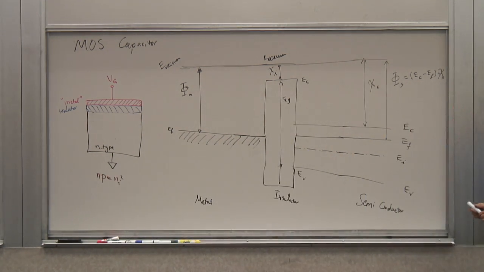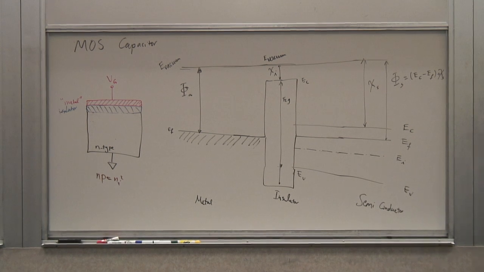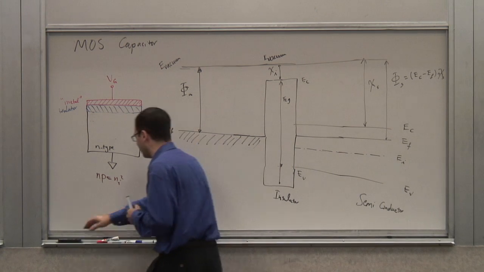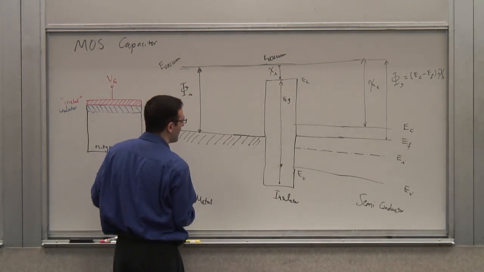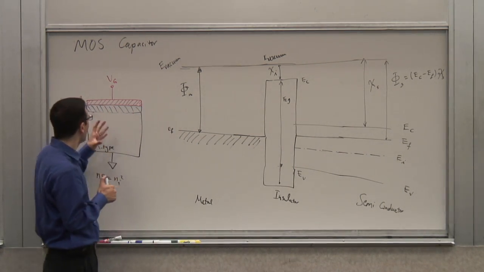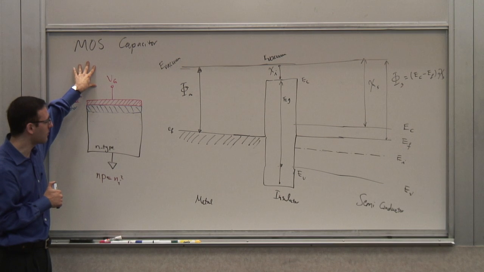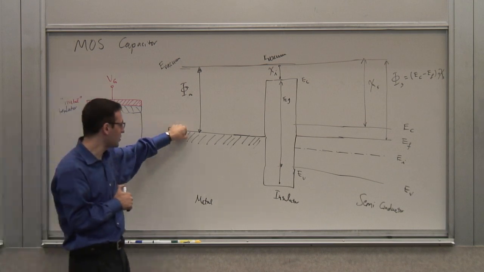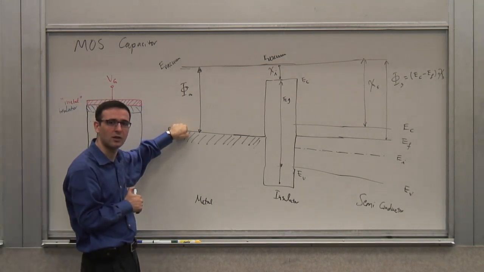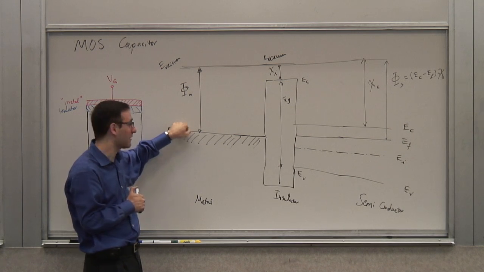Okay? Fine. Now, let's start by applying a positive voltage. I can even extend the EF in this case, that doesn't matter. Let's apply a positive voltage to the gate. What does it do? When I apply positive voltage, I'm really changing this EF energy level. Will I push it up or pull it down? Push it up? Think about it.